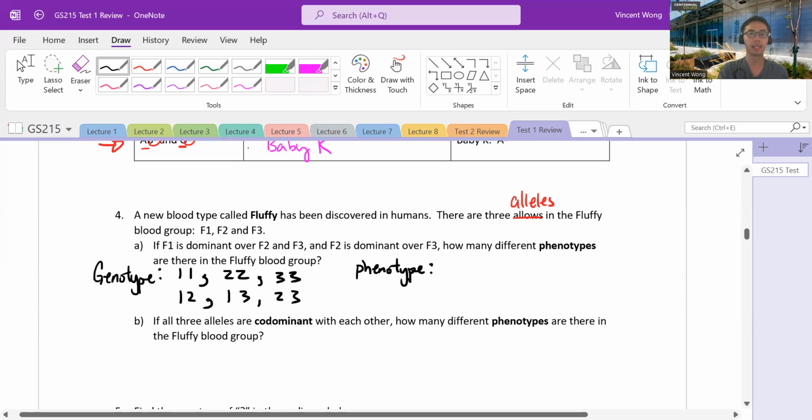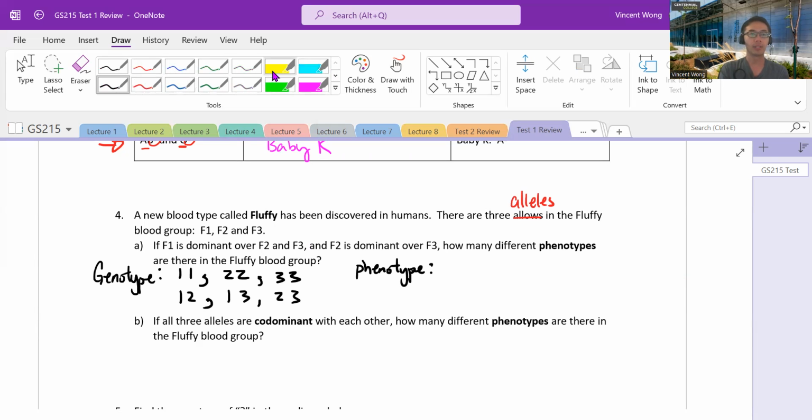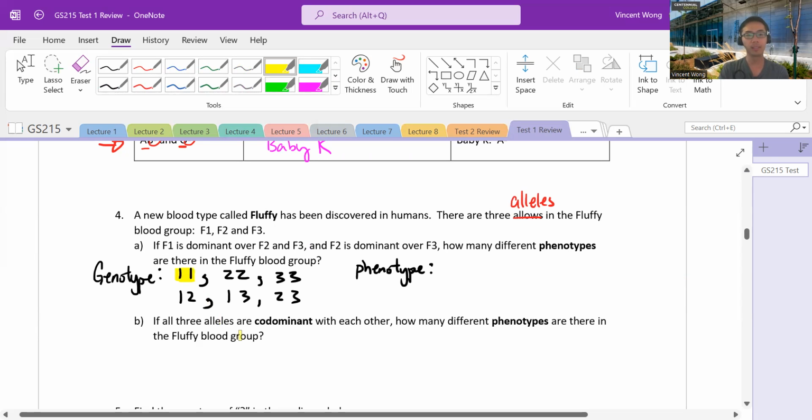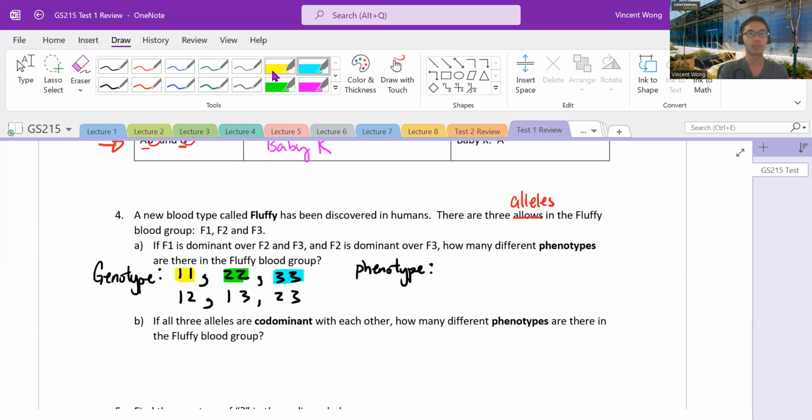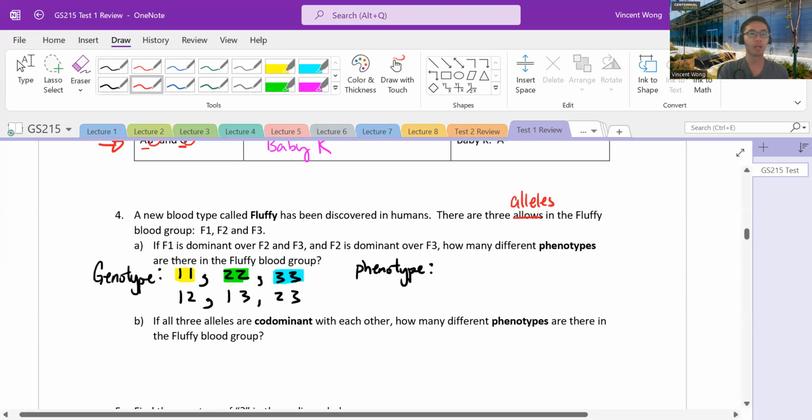Okay, let's see. Now, this is easy. If it's 1, 1, then it would be fluffy 1, right? Because there's only 1 allele. And then this would be fluffy 2. This would be fluffy 3. Those are the easy ones to figure out. But what about this one? What if you have F1 and F2, 1 and 2? Which one shows up? Does 1 show up or does 2 show up?